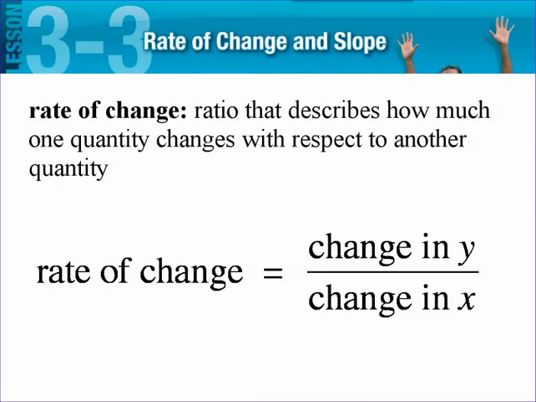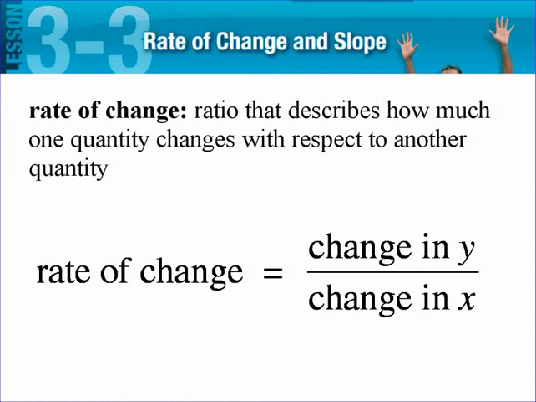So today we're going to be talking about the rate of change. We just did an activity that dealt with rate of change. Here is the formal definition of what rate of change is. It's a ratio that describes how much one quantity changes with respect to another quantity.